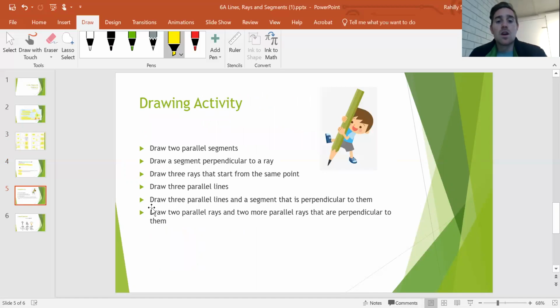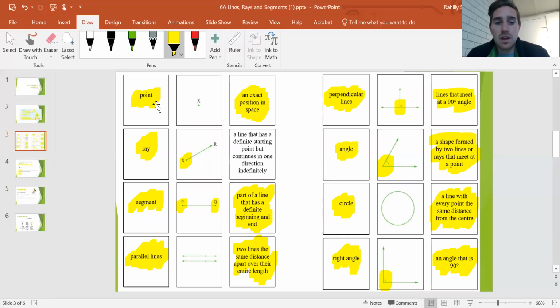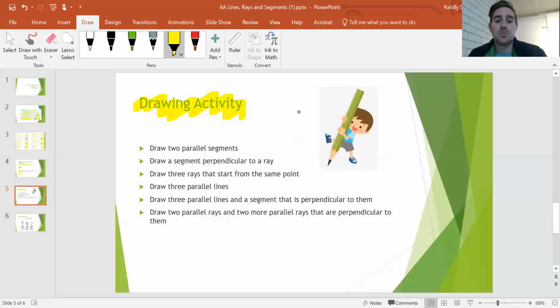Moving on. Drawing activity. This is what I want you guys to do as part of your lesson today. All right, I'm not going to do it. I'm just going to run through exactly what you guys have to do. So in your exercise books, you're going to do this drawing activity here. All right, so you're going to draw two parallel segments. That means you're going to use this information here, so a segment, and they're going to be parallel. Okay, so you're going to follow this page here to help you with this.